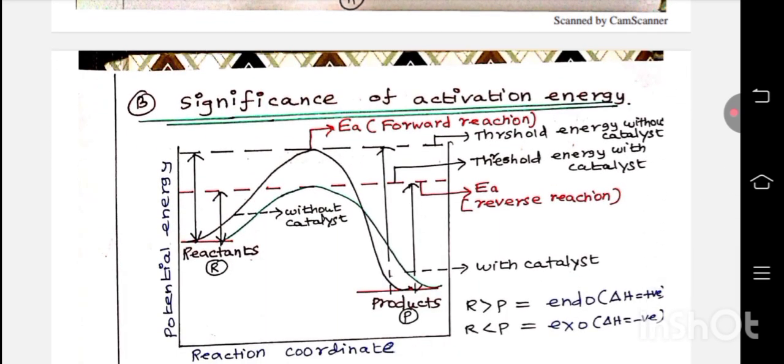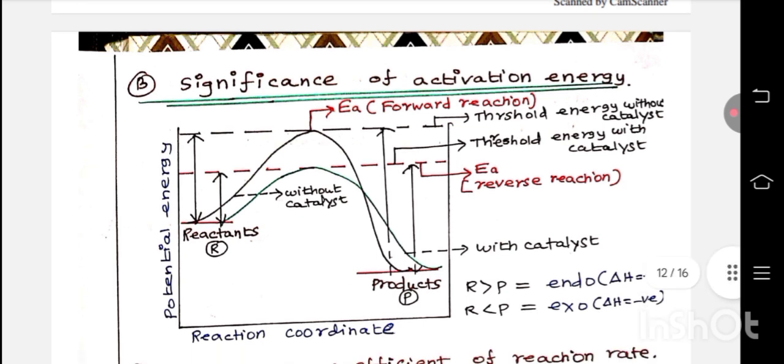B. The significance of the activation energy. The potential energy versus reaction coordinate. If the reactant is greater than the product, the reaction is endothermic. If the product is greater than the reactant, the reaction is exothermic. EA equal to activation energy.